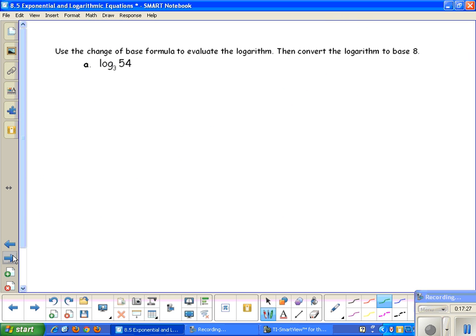So for the next problem, it says, use the change of base formula to evaluate the logarithm and then convert to base 8. So I want you guys to do this on your own.